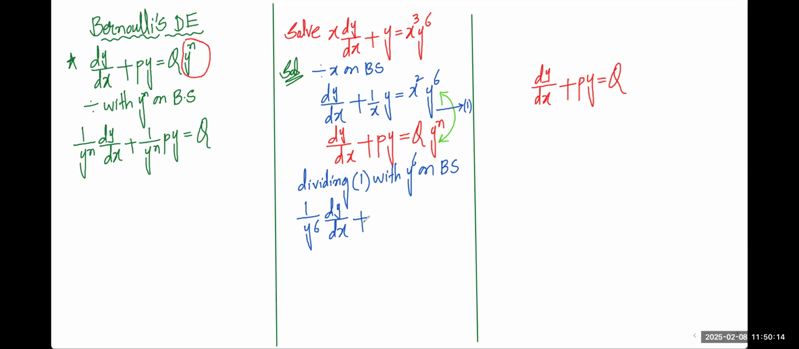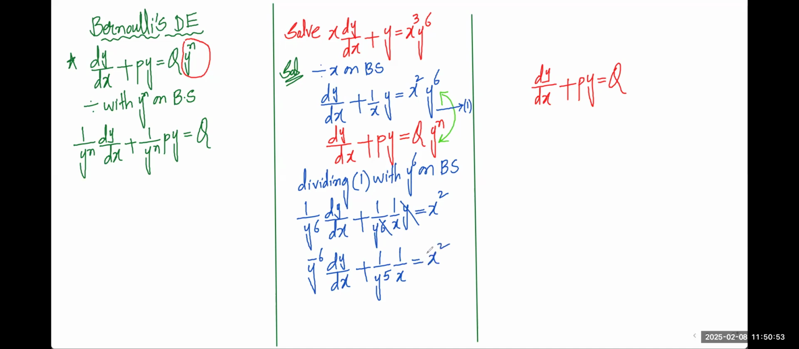plus 1 by y power 6 into 1 by x into y is equal to only x square left out because we are dividing with y power 6. One y, one this term cancel. It can be written as y power minus 6 into dy by dx plus, one term cancel, it is 1 by y power 5, 1 by x, is equal to x square.